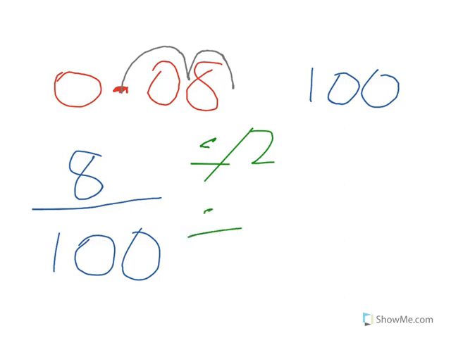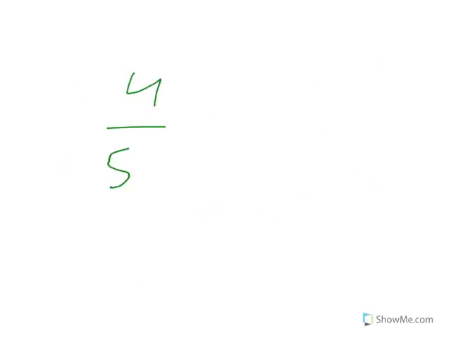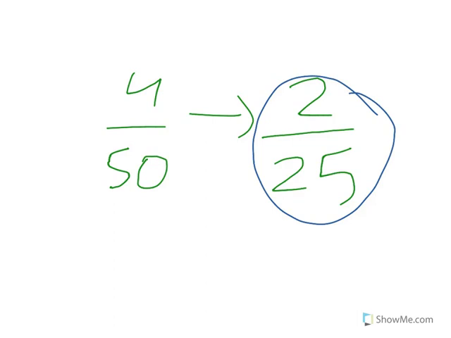Okay, and it gives me 4/50, and I can further divide 4/50 by 2, each one, to simplify. It will give me 2/25. I can't simplify further. That's my answer. So it's as simple as that.